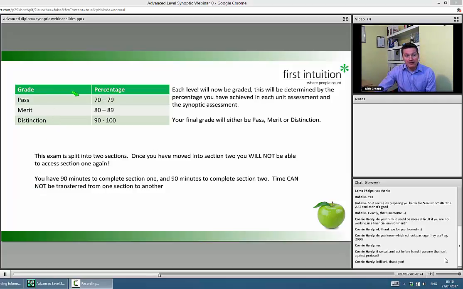So like I mentioned before, the exam's now graded, but the pass mark is still 70%. So anything between 70 and 79 is a pass, then you move on to merit, and then you move into distinction. Now it's nice that you could get a distinction. I wouldn't lose lots and lots of sleep.